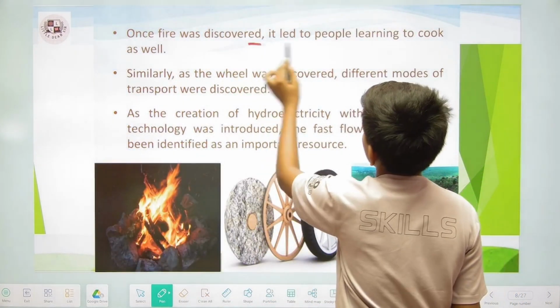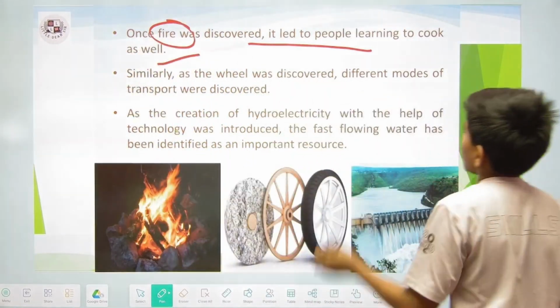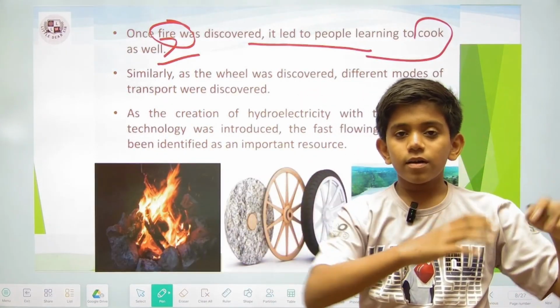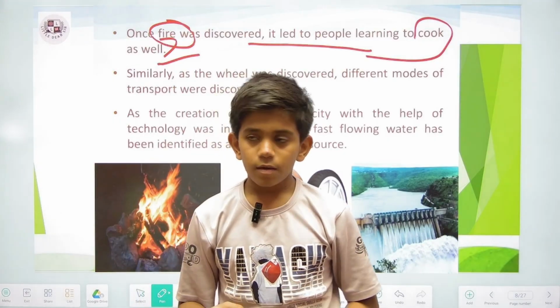Once fire was discovered, it led to people learning to cook as well. Now the discovery is fire. What has been made? The cooking. Fire was discovered, and cooking was invented there. How can you cook with the help of the fire?